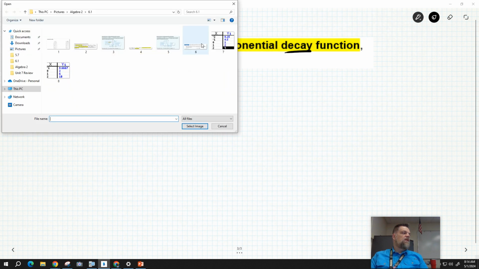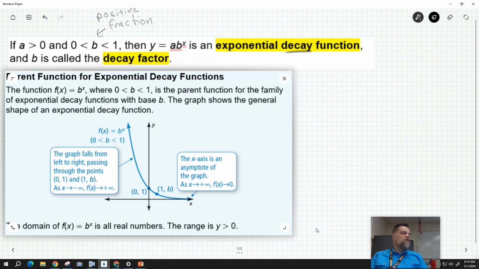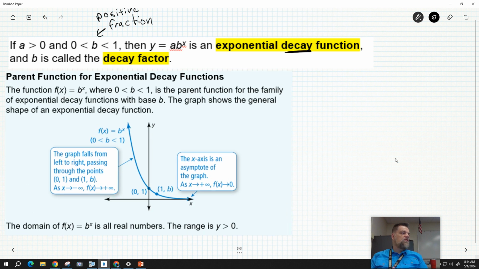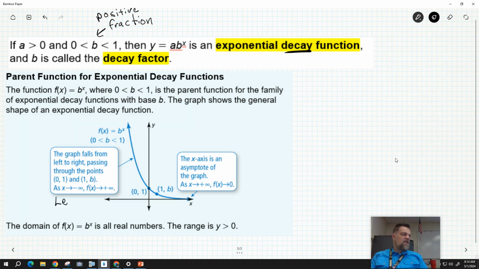Well, what does that mean? Well, let's look at one. So the parent function for this occurs when b is some sort of fraction. So remember, when we say as x approaches negative infinity, that means we're going to the left. Well, now, if I look at this and I go to the left, it's going to grow. But we don't read a graph from right to left. We always read it from left to right. So as we go to the right, now it approaches infinity.